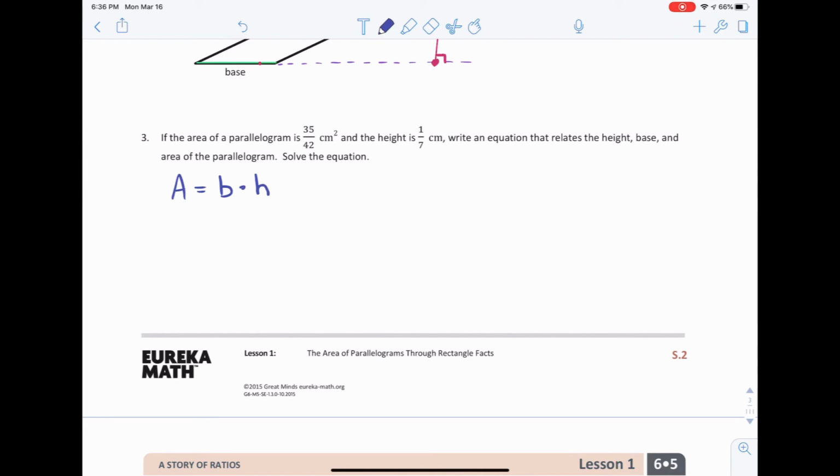I want you to try to use this formula and what you know about equations to try to solve this problem. Go ahead, pause me again, and try it out on your own.